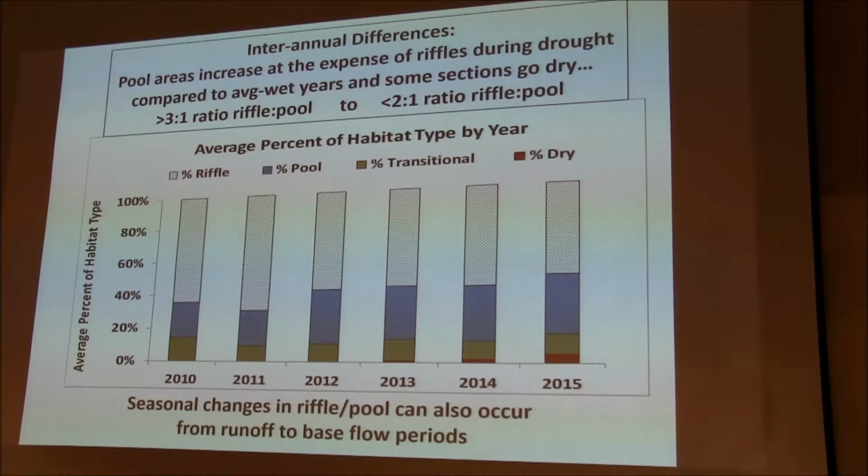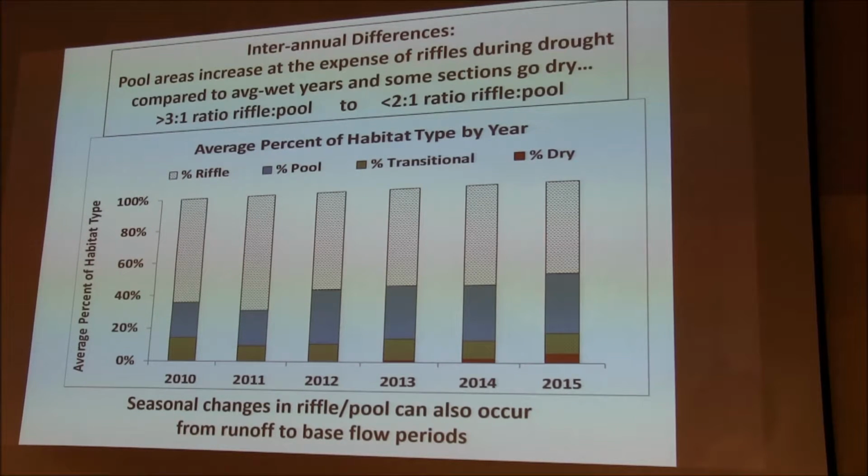So what you see here is that there's a change from those average and wet years of conditions where you have about a 3-to-1 ratio of riffles to pools, to the later conditions where we now have about a 2-to-1 ratio of riffles to pools. So we're seeing as the drought goes on and the channel is contracting and the hydrologic environment is changing, so too is the distribution of erosional and depositional environments.